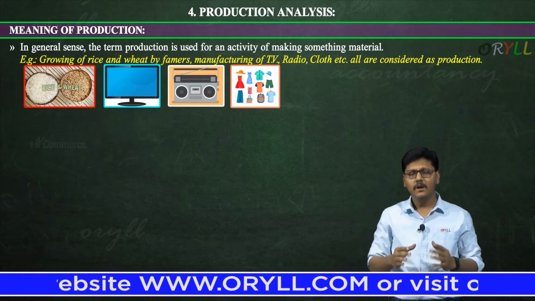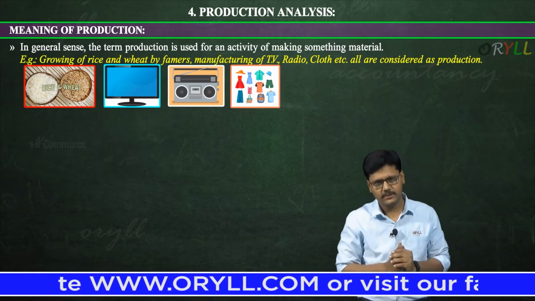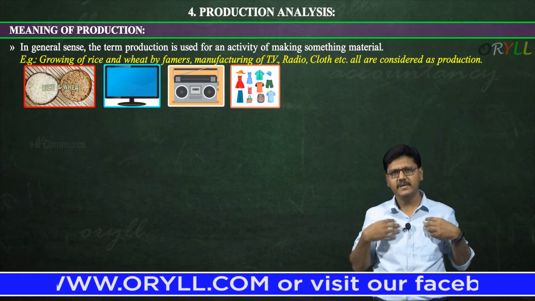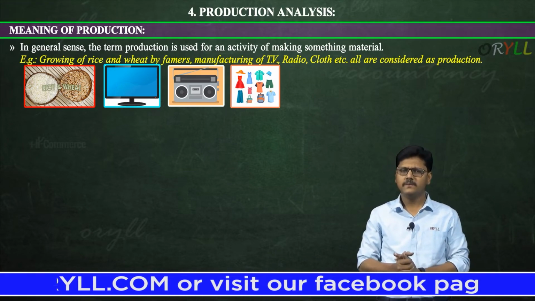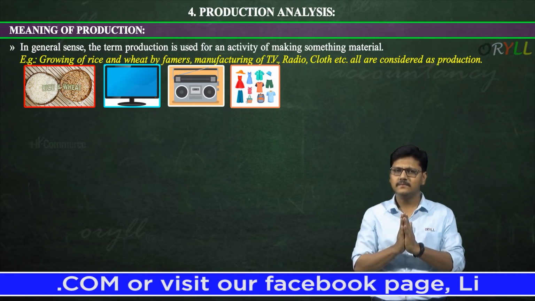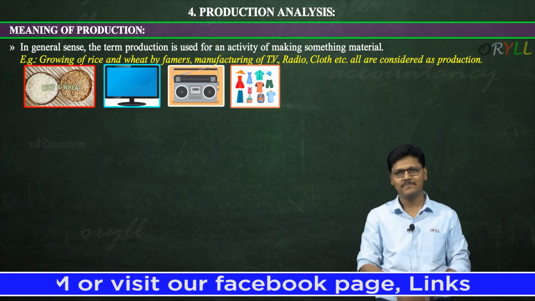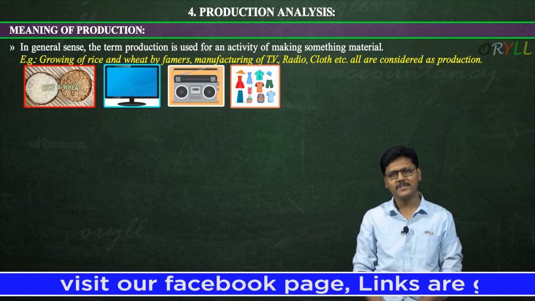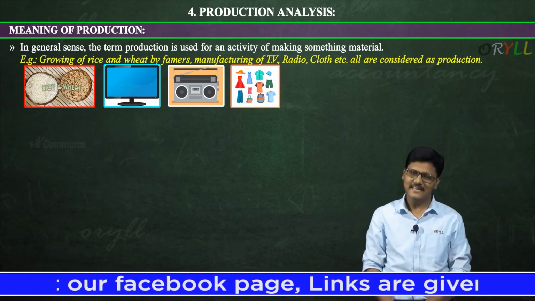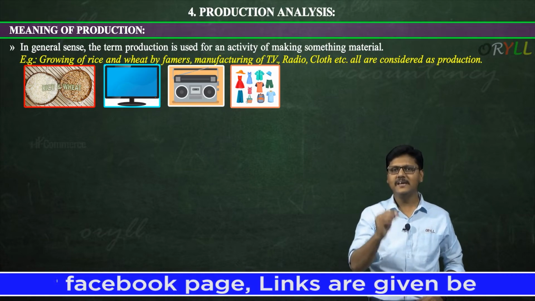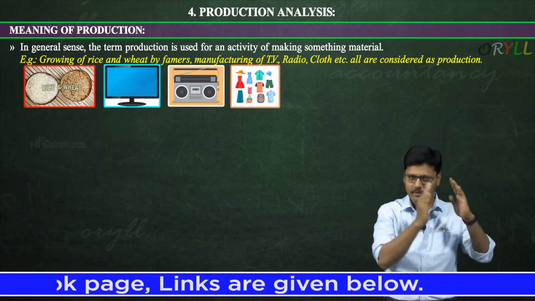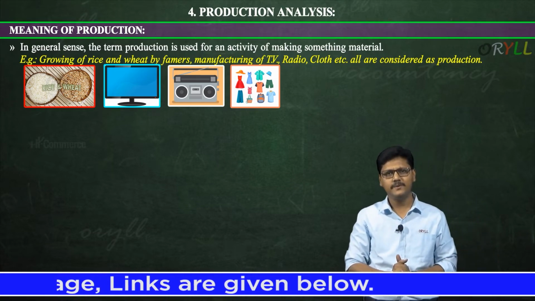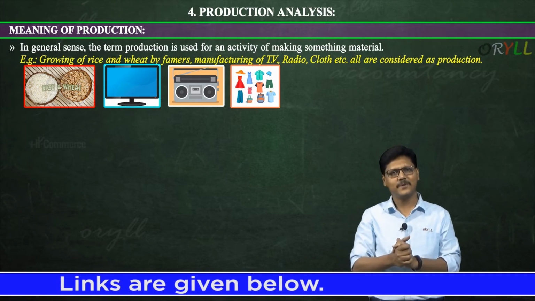So, for example, I am making a cloth. My activity is considered as an economic production, whereas a seller is selling the same cloth in his shop. Is it called production? Yes, it is also a production. He is providing his services at his retail shop. So, making a cloth is a production activity, and selling the cloth is also a production activity.